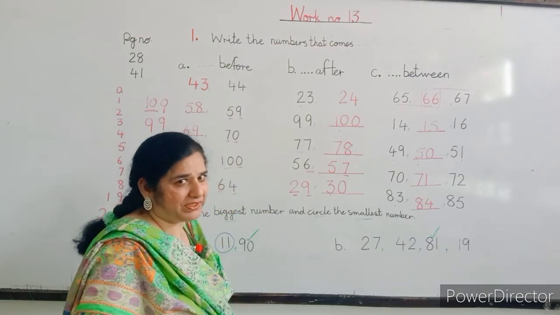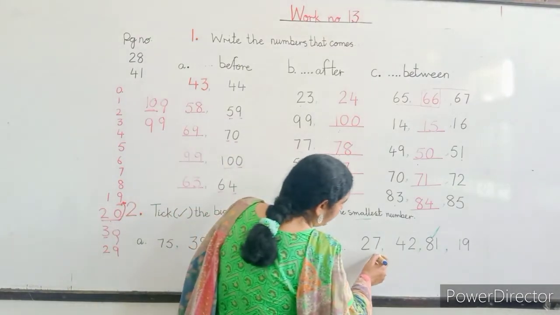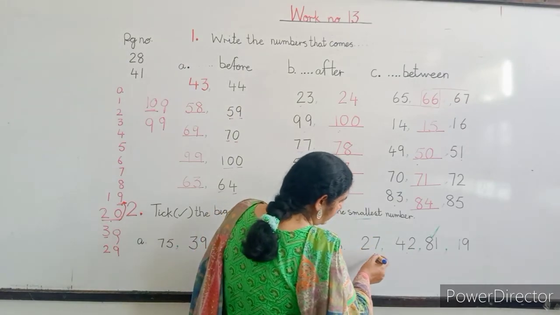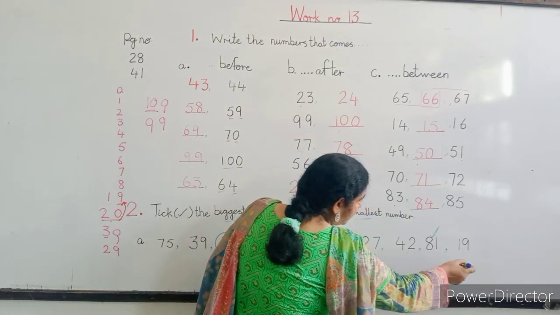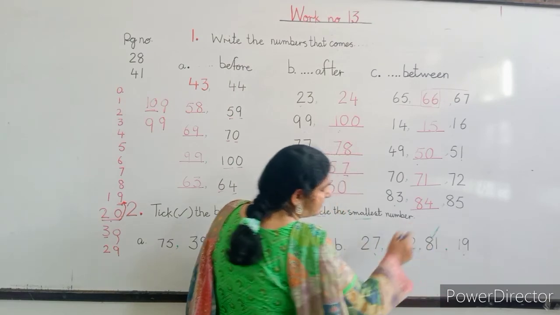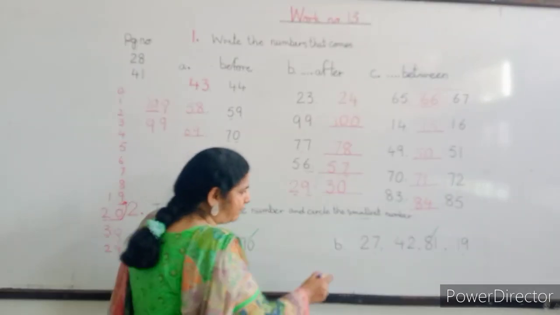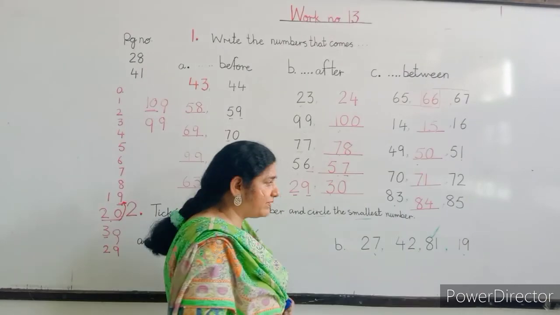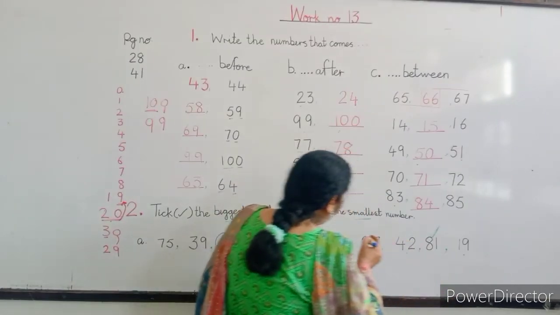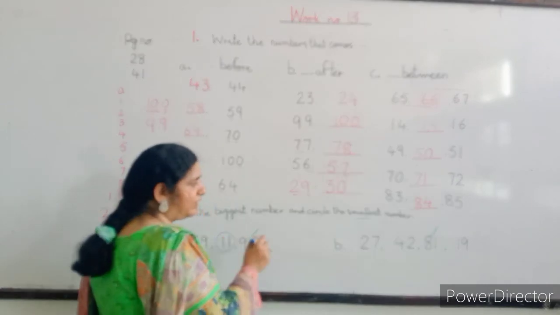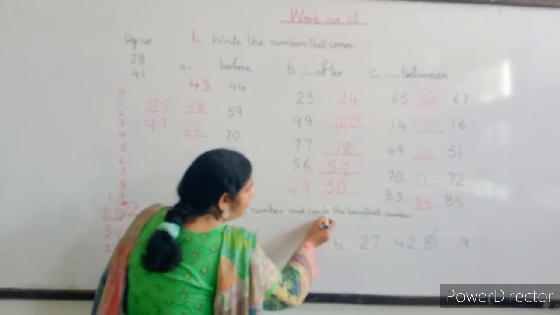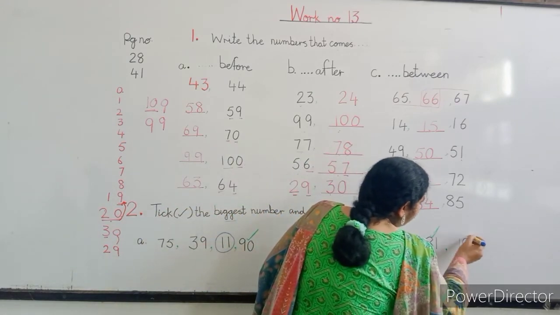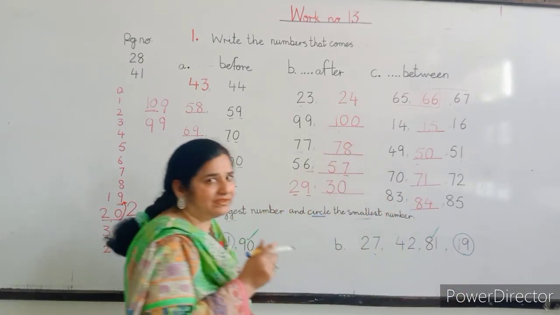27 is the smallest number. Let's check it. Don't take a quick decision, okay? Come on, check it. 27 and 42, 27. Okay. Now 27 and 19. Oh, 19 is the smallest number. So when we compare these two numbers, we find that 19 is the smallest number. So we have to circle this smallest number. Right?